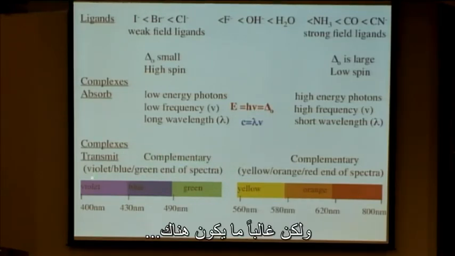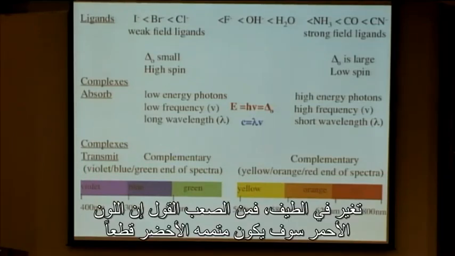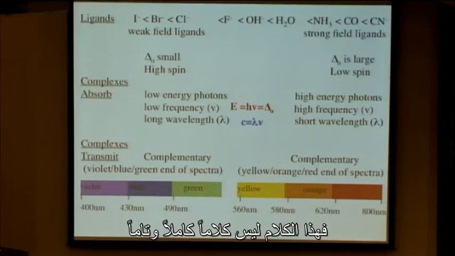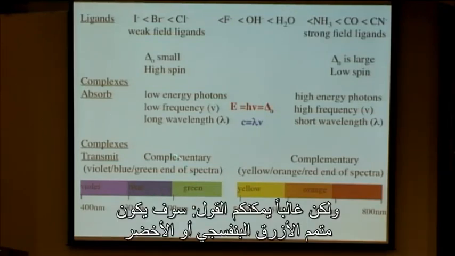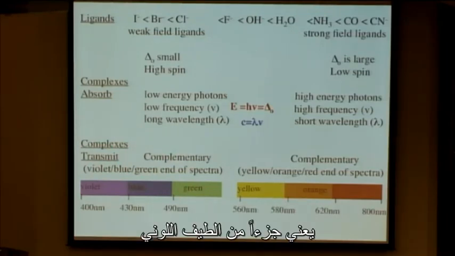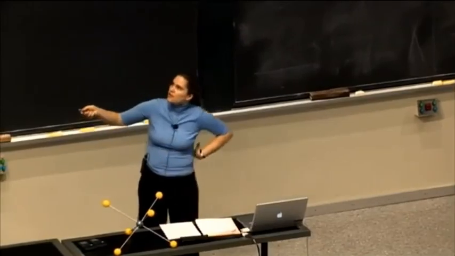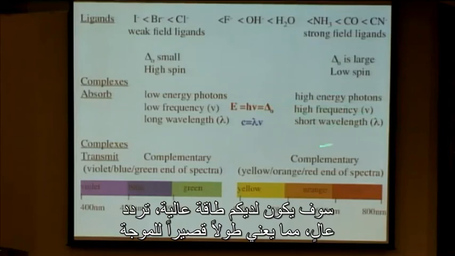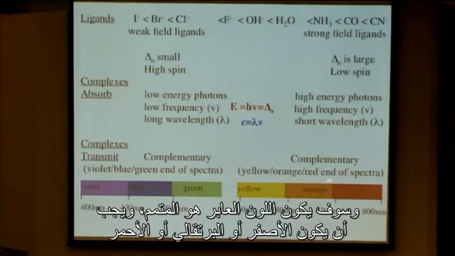And usually what this means is that it'll be sort of at one end of the spectrum. So it's often hard to say, well, red will definitely be green, so it's not a perfect agreement, but you can usually say, well, it's probably going to be in the blue, violet, or green end, so in sort of one part of the spectrum. Strong field ligands, again, have a huge splitting energy, so you're going to have big energy, high frequency, short wavelength, and so it's going to transmit then in the complementary, so it should be in the yellow, orange, or red end.